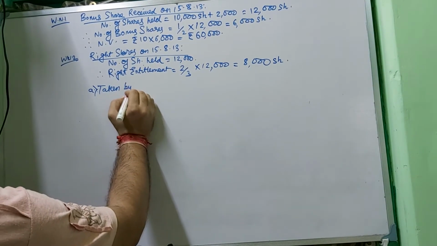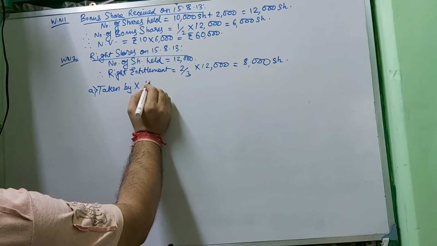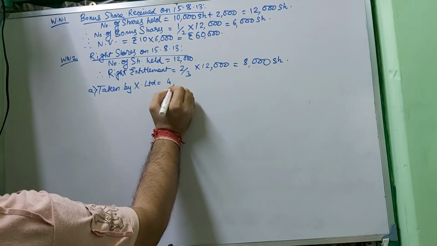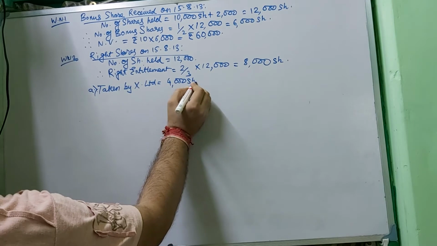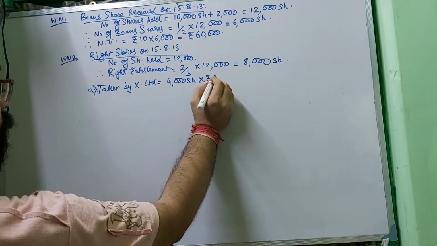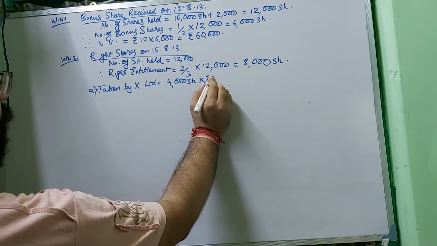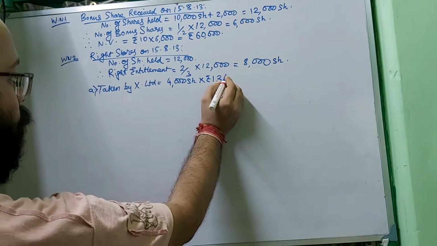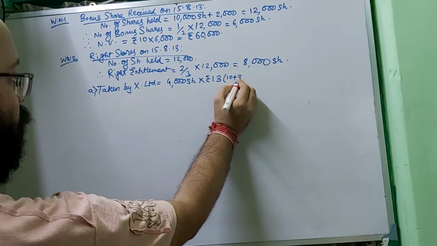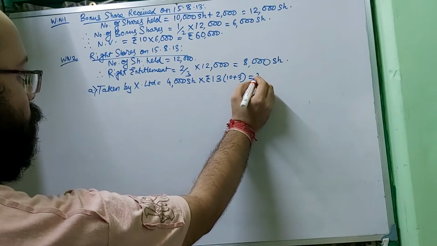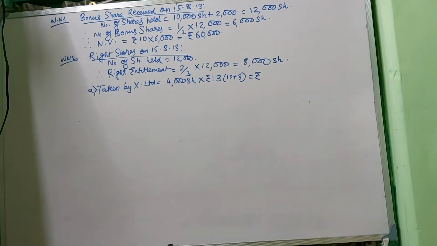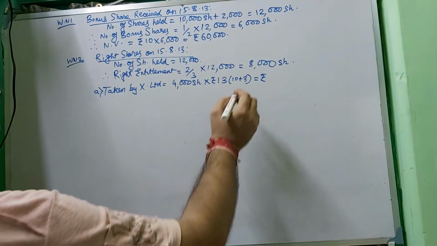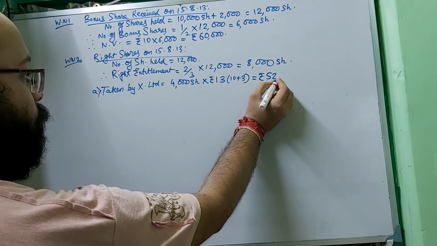by X Limited, 4,000 shares. Premium is 3 and face value is 10. So 13. How? 10 is face value, 3 is premium. So what is the amount? It is coming 52,000.